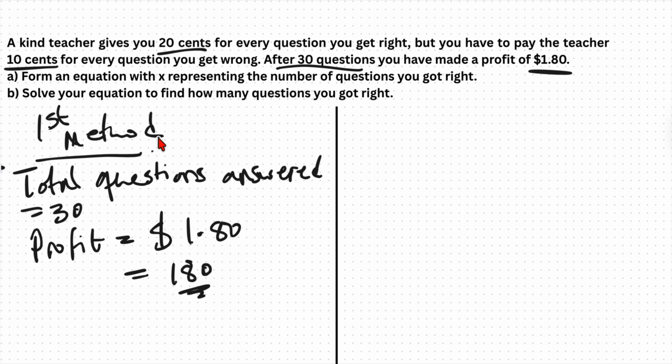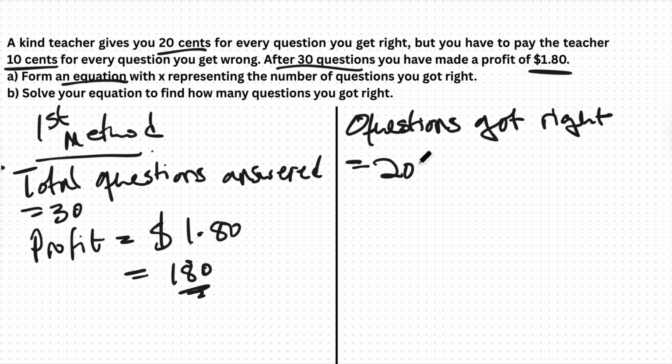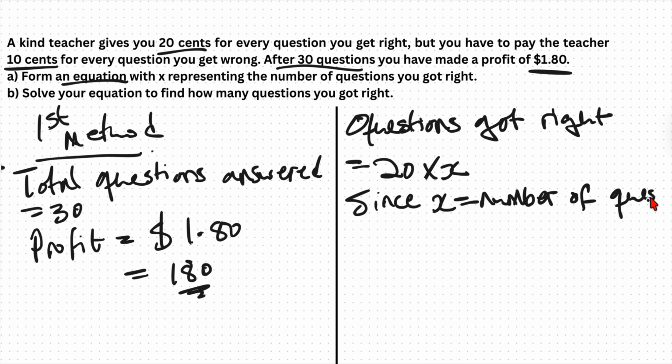So we are asked to form an equation with x representing the number of questions you got right. That means the amount for questions got right is 20 cents times x, since x is equal to the number of questions gotten right. That is our first statement. So this is equal to 20x.